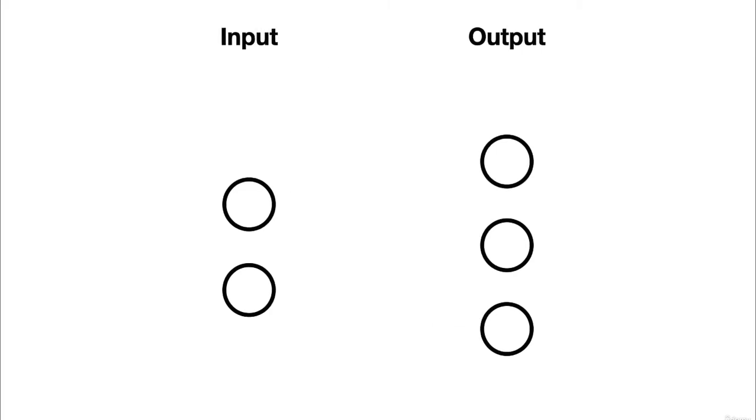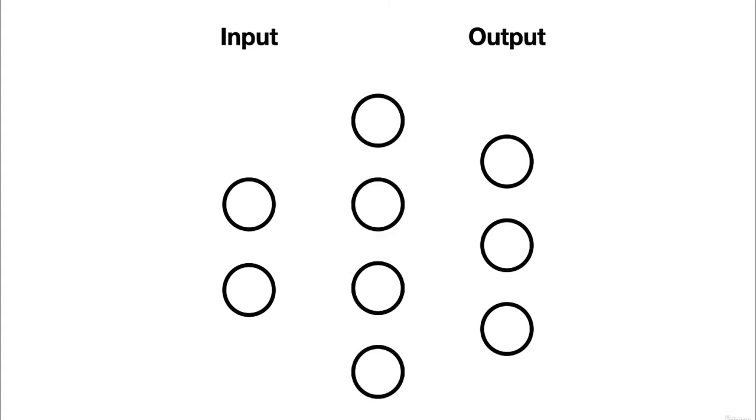A network always has an input layer and an output layer. Our network already has these. Any additional layer comes in between. This diagram shows a network with one added layer. We call these added layers hidden layers.